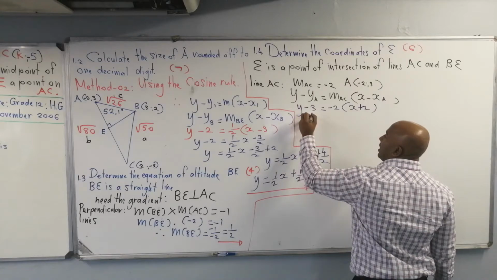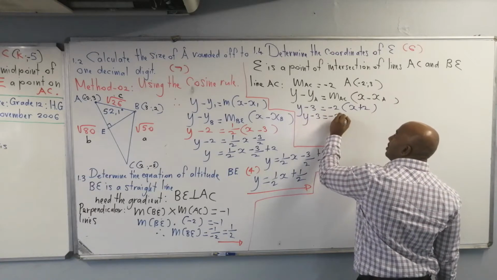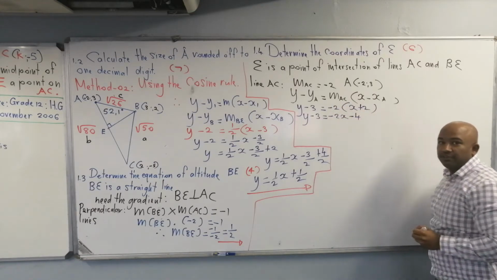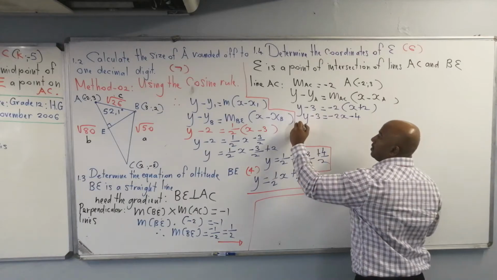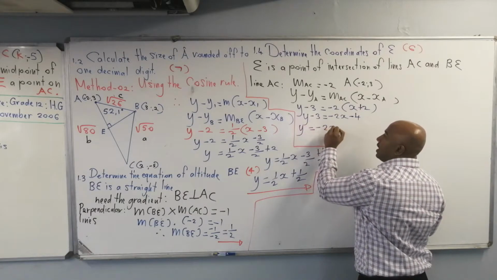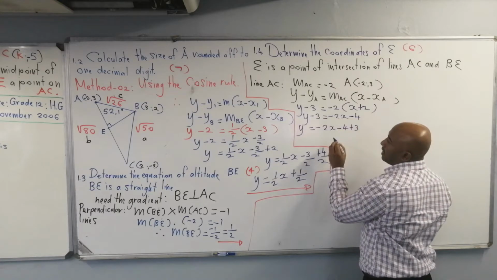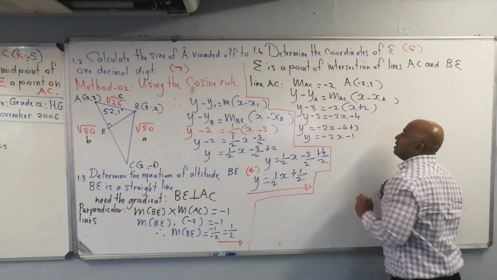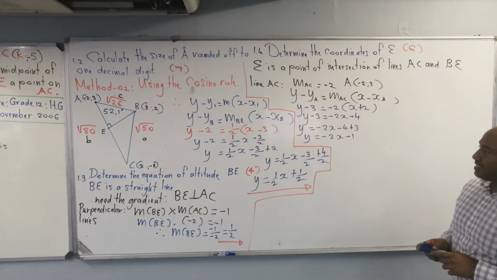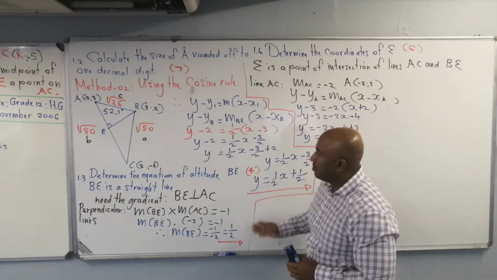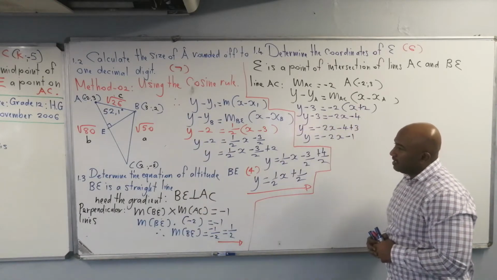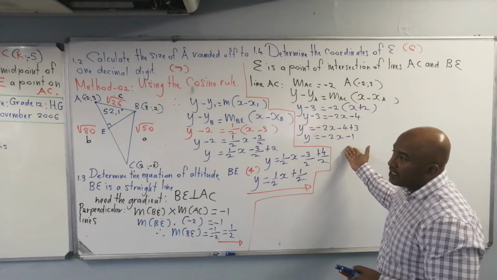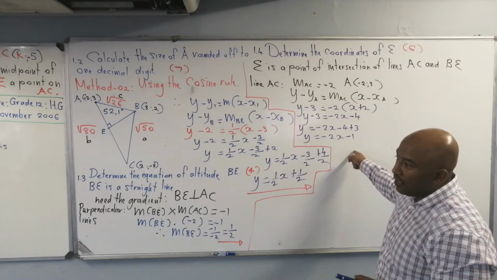So therefore y minus 3 is equal to minus 2 times x is minus 2x, minus 2 times 2 is minus 4. So now y is equal to minus 2x minus 4 plus 3. y is equal to minus 2x minus 4 plus 3, which is minus 1. Let's check. This is line AC. Obviously it's going down, negative gradient, and the y-intercept must be negative 1.